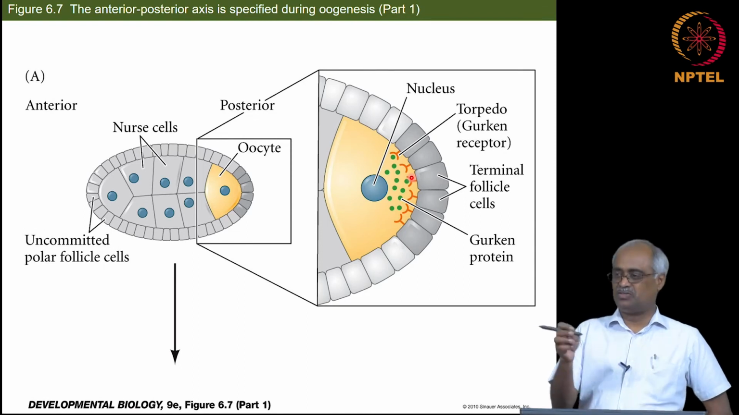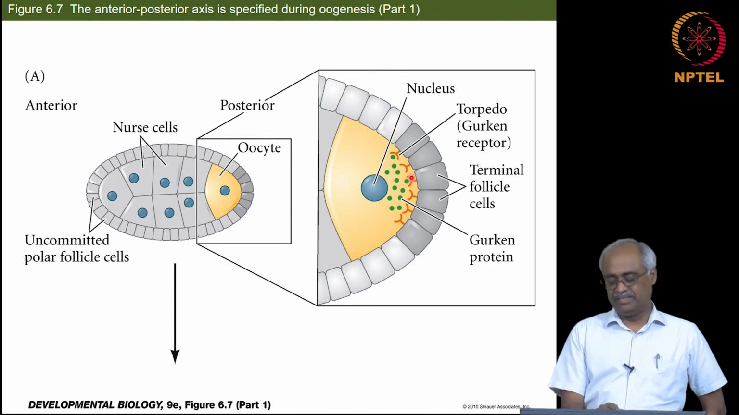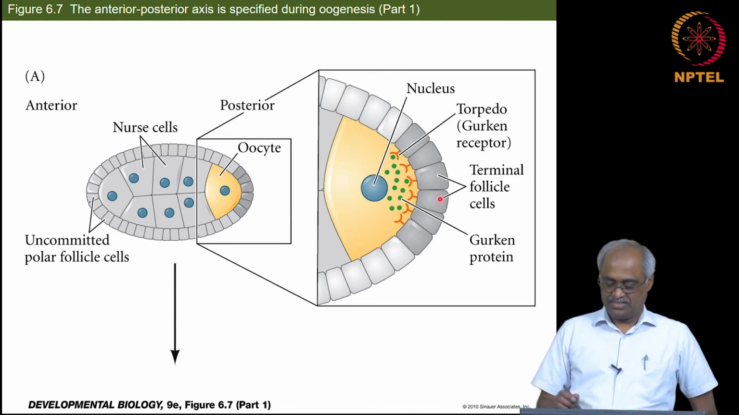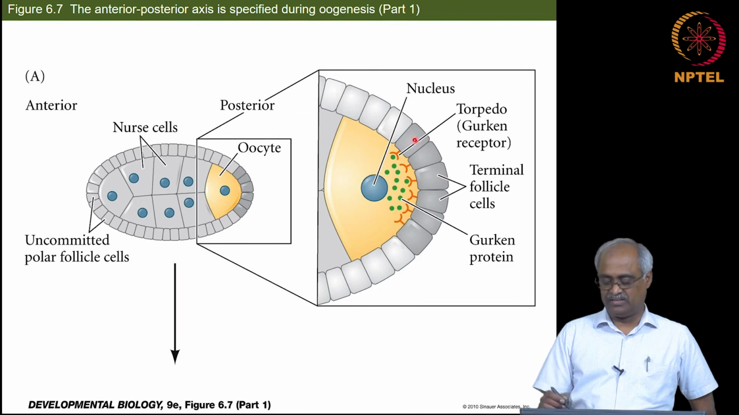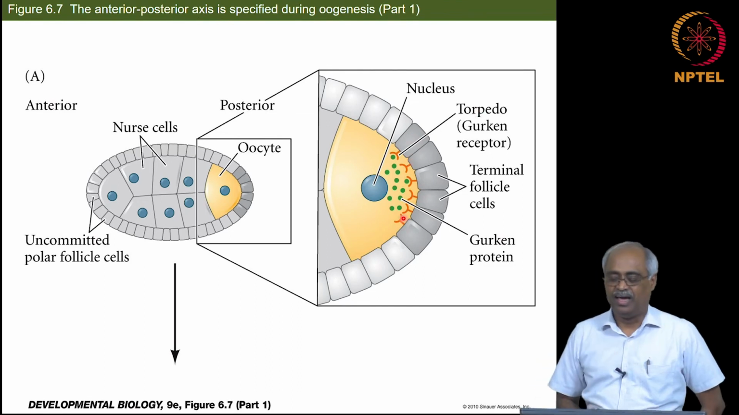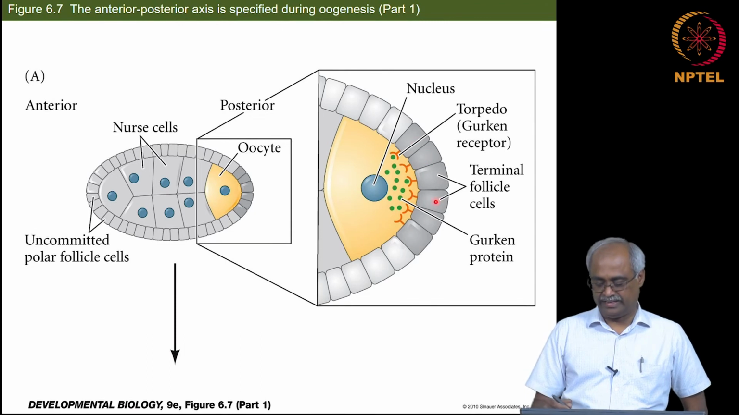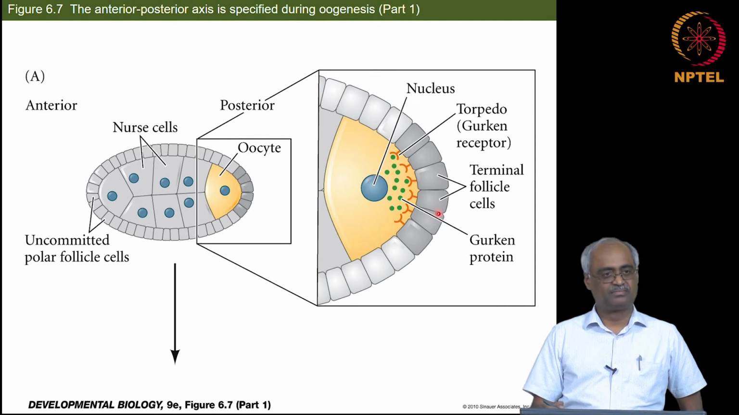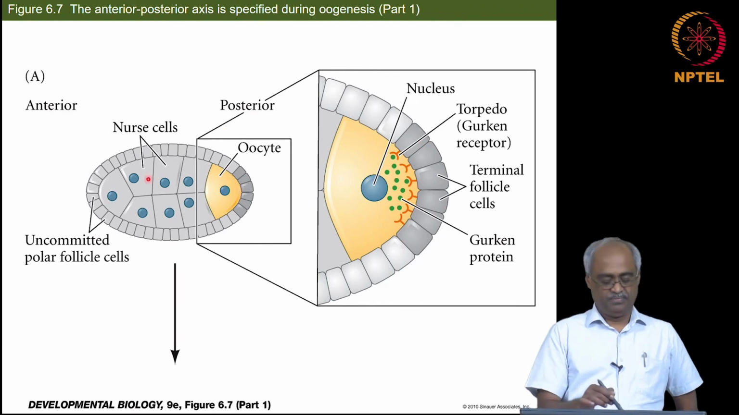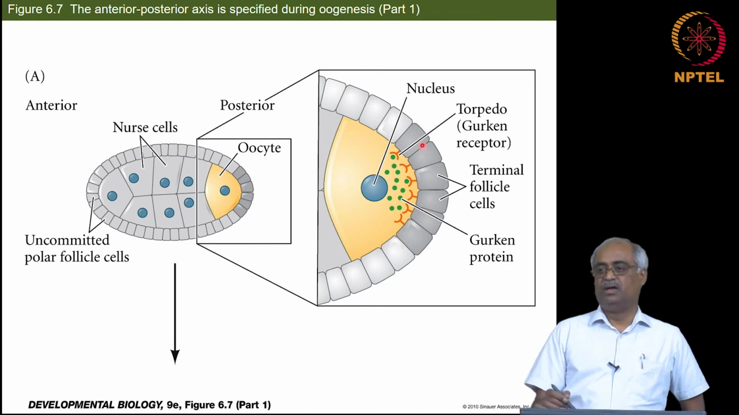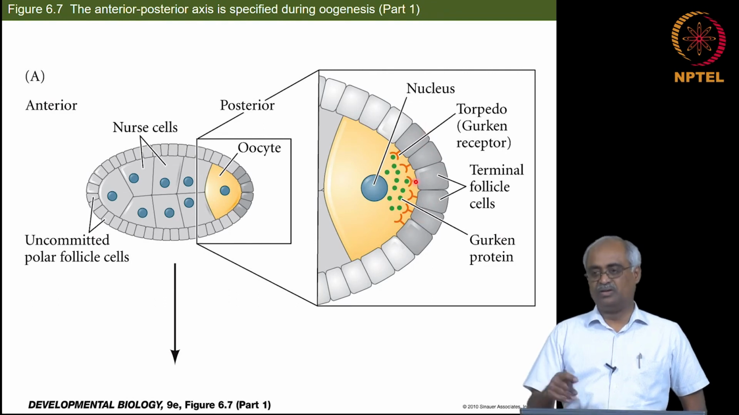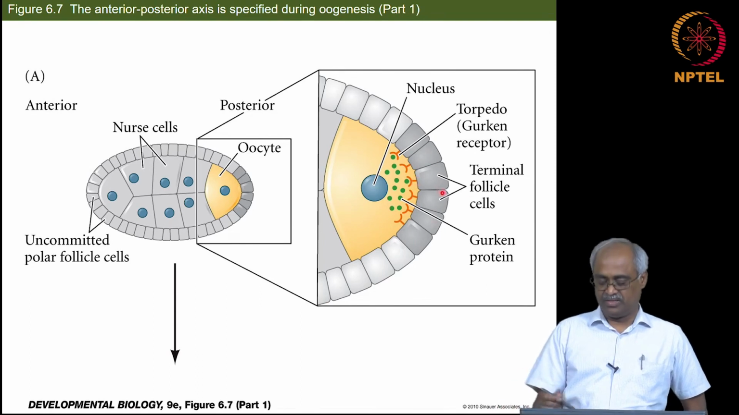During the cell divisions, through the orientation of the spindle, the nucleus ends up being closer to the posterior. So, the gurken protein made here is received by a receptor on these follicles called the torpedo receptor, and that signaling ends up making them terminal follicle cells. Now, these cells are committed. Before this gurken-torpedo signaling, all these follicle cells are equal, but after this signal, they have now specified into a specific developmental fate, which is that they become terminal follicle cells.